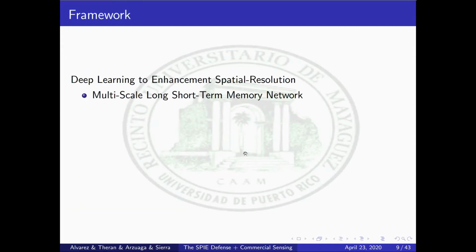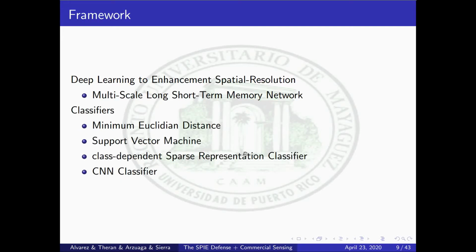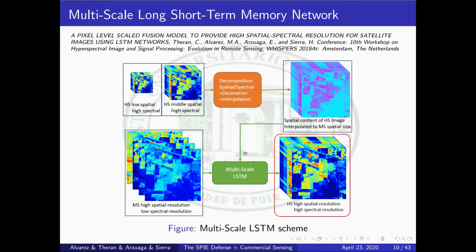Framework section. The learning to enhance spatial resolution. In this case, we present the multi-scale long-short-term memory network and the classifiers. We presented in a previous conference a multi-scale long-short-term memory network for pixel fusion. For that architecture, we take two hyperspectral images of high spectral resolution but low spatial and middle spatial resolution. Then, in a pre-processing step, we decompose the spatial and spectral parts, and we take only the spatial content of the high spectral pair.